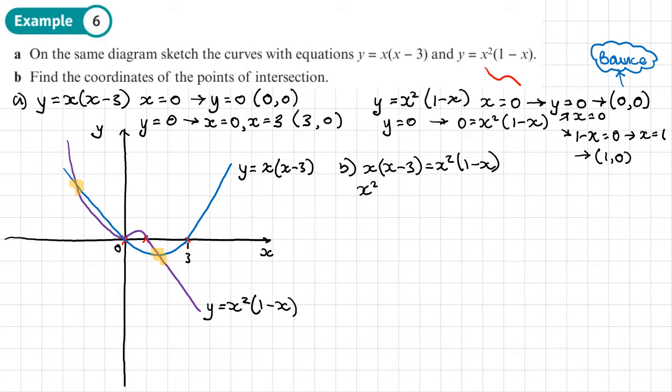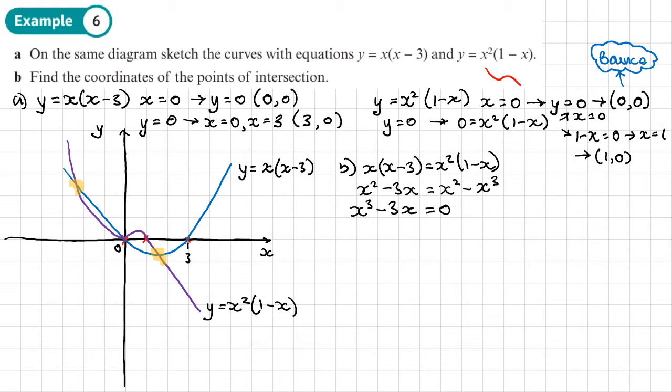So I'll have x squared minus 3x equals x squared minus x cubed. We'll bring everything to one side. So we'll add x cubed to both sides. We will take away x squared from both sides, so there's no x squared. And then we've just got x cubed minus 3x equals 0.